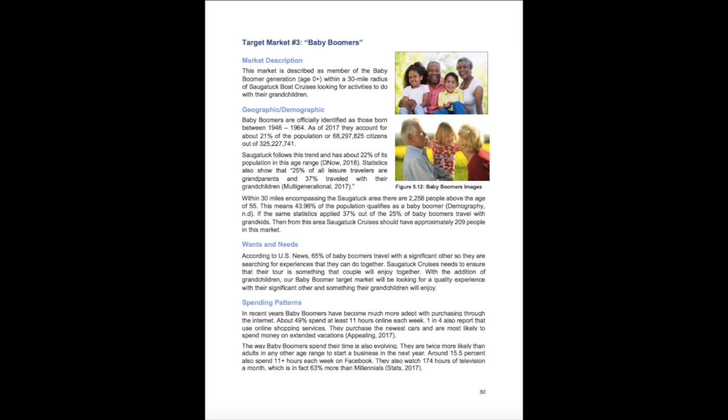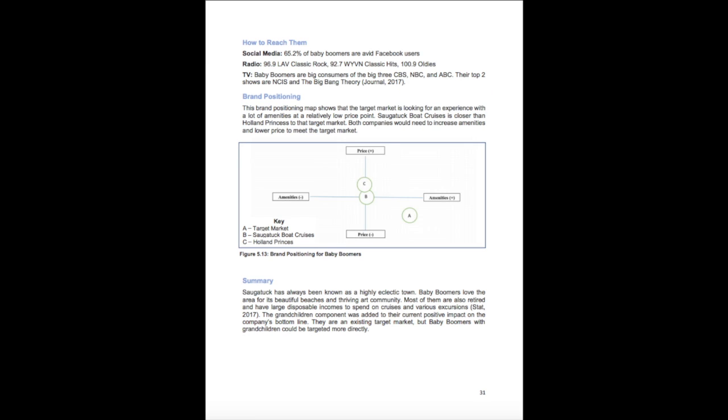In recent years, baby boomers have become more adept with the internet and using technology. 1 in 4 report that they use online shopping services. They purchase cars and spend money on vacations through online services. 65.2% of baby boomers are avid Facebook users. A couple local radio stations that they listen to are 96.9 LAV, 92.7 WYVN Classic Hits, and 100.9 Oldies.